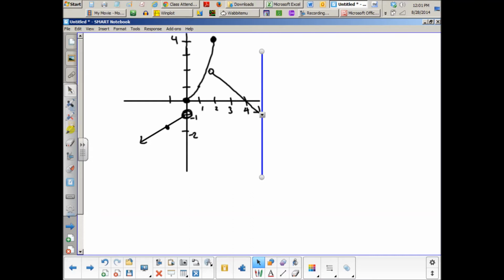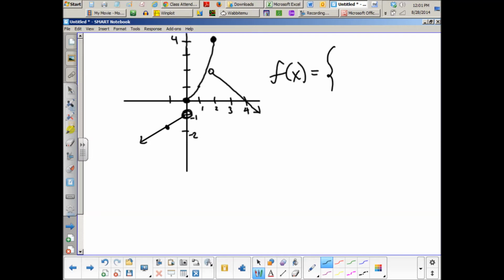Well, the function rule is going to be a mess. What's the function rule? Let's write that down. First of all, it's going to be f of x equals, and it is not going to be one expression. It can't possibly be just one expression. It's going to be made of multiple expressions.